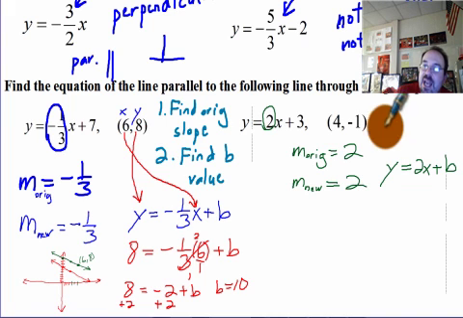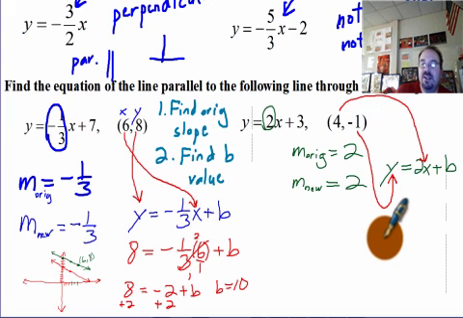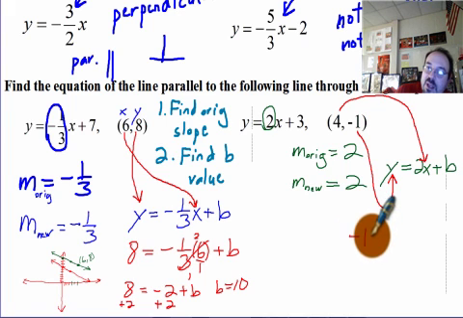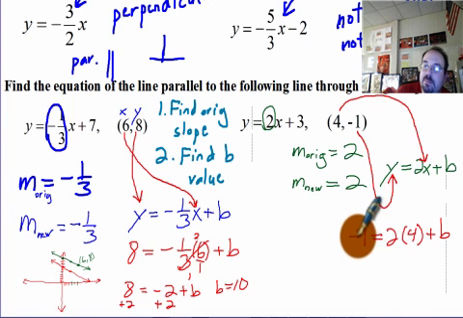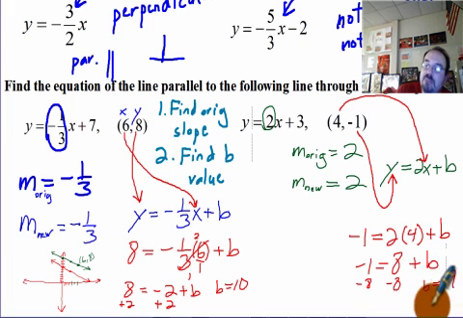I'm going to take the x and plug it in there, and take the y and plug it in there, and then we solve for b again. So I have -1 equals 2 times 4 plus b. 2 times 4 is 8. Whoops, that negative kind of got messed up. Then I subtract 8 from both sides, and I get b equals -9.